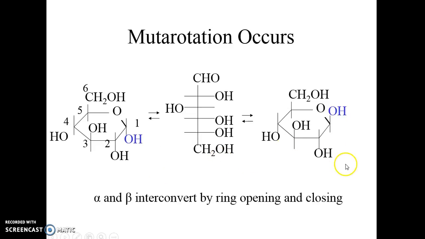Okay, so this is a picture of mutarotation occurring. Here we have the alpha glucose, and here we have the beta glucose. How do they interconvert? When you put them in water, they open ring and then reclose. And they can flip from alpha to beta, or beta to alpha, or go alpha back to alpha, or beta back to beta, and you get an equilibrium concentration of the alpha and beta anomers.